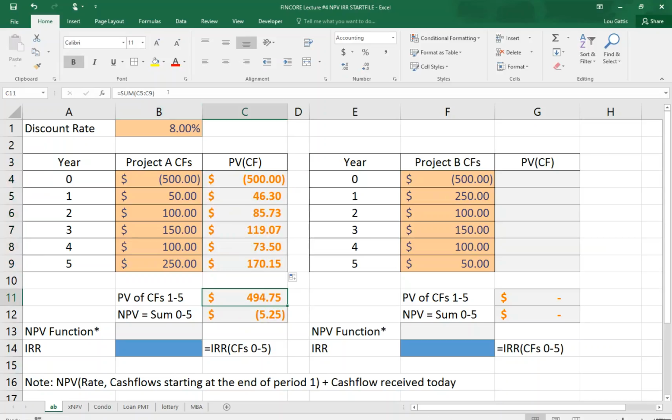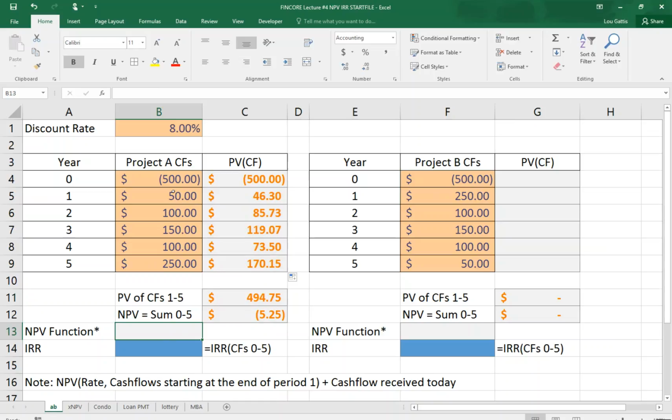And what we see is the sum of all the cash flows is the net present value, which in this case, the present value of cash flows 1 through 5, excluding the first one, was $494. But we paid $500 initially for this, so it had an NPV of negative 5.25.